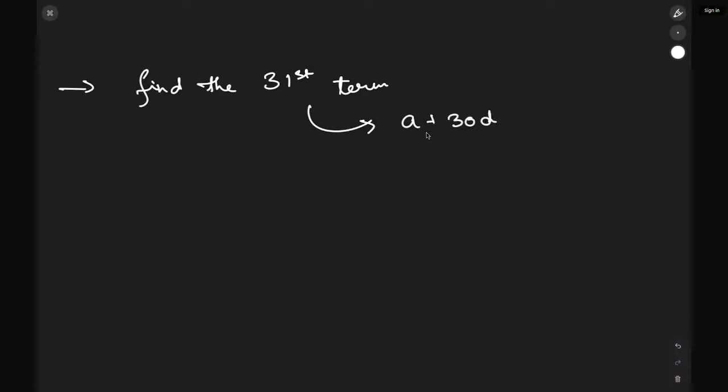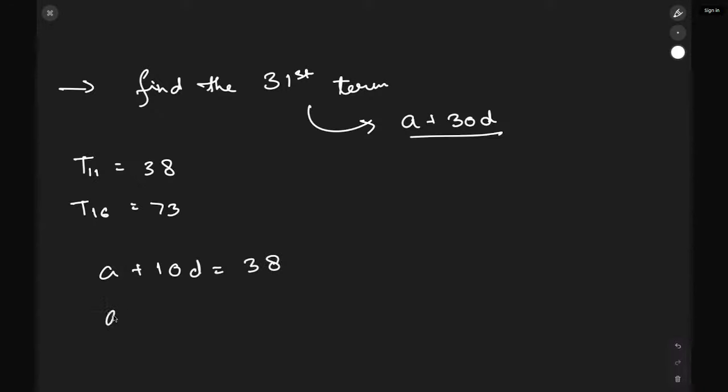Alright, so the next question that we have is of AP. We have to find the 31st term of an AP, which will be, if a is the first term, a plus 30 times d. Further information given to us is that the 11th term, T11, is equal to 38, and the 16th term is 73. So a plus 10d is equal to 38, and a plus 15d is equal to 73.